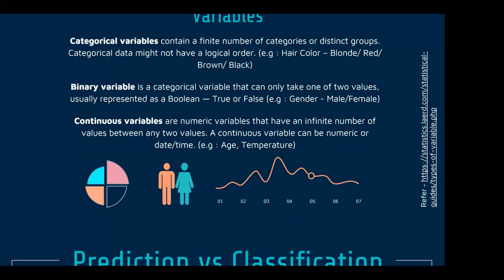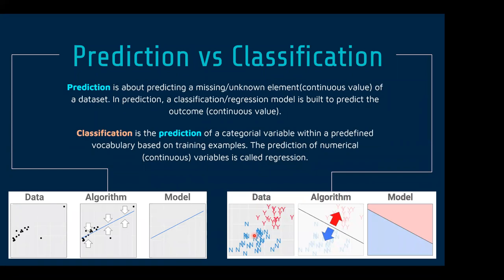Right. Now we come on to what is prediction and classification. So prediction is about predicting a missing unknown element, usually a continuous variable in a data set. So you can use different kinds of models based on what you are trying to solve. As an example, you can see in this diagram, these are the data and the algorithm is this line where you specify which value, where this value lies.